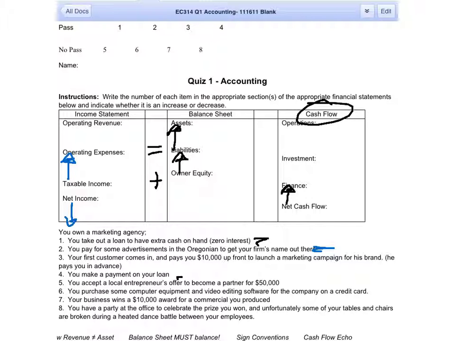Also, whenever you see changes in net income, it's going to flow on over to the cash flow statement. So you'll see this decrease in cash from operations. So let's go ahead and switch to red for the next one.